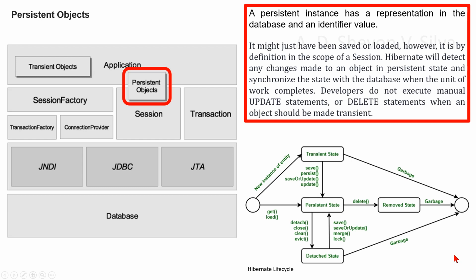There are mainly 4 states of the Hibernate life cycle: transient state, persistent state, detached state, removed state.